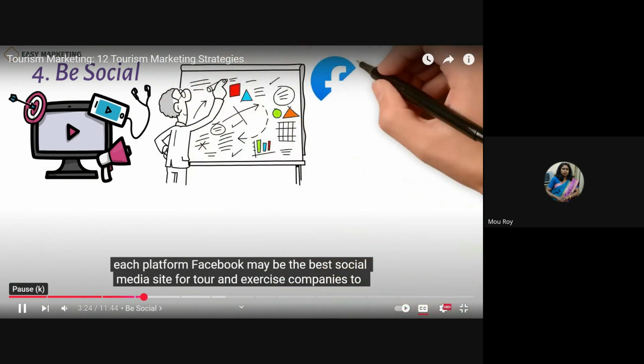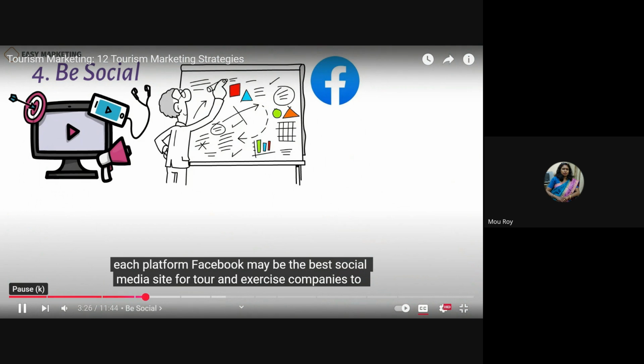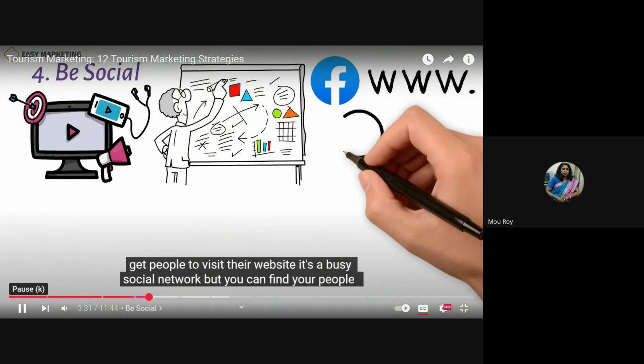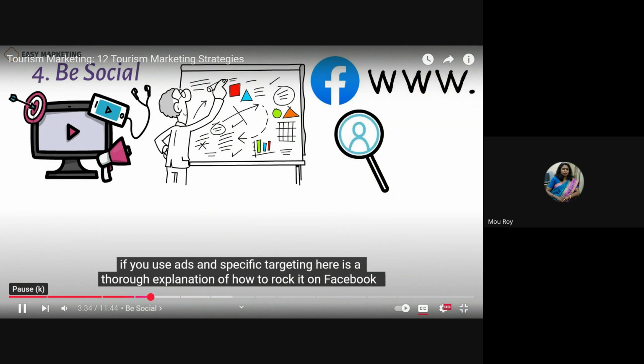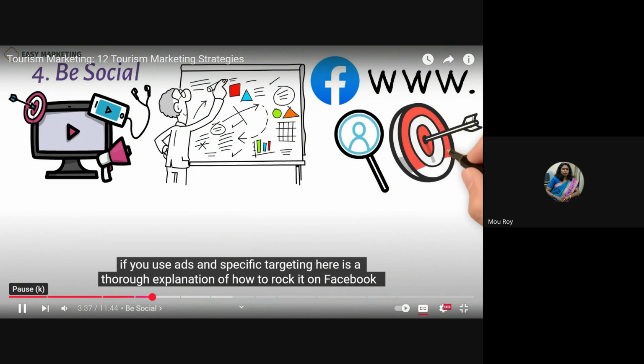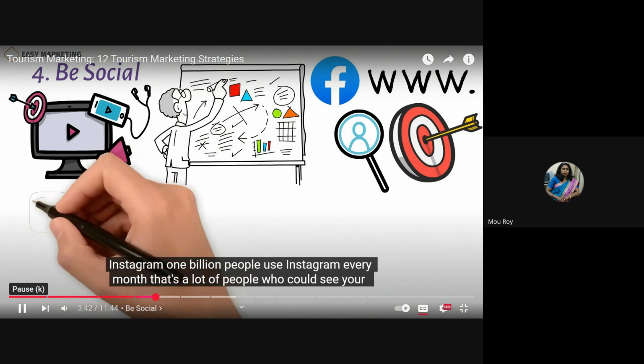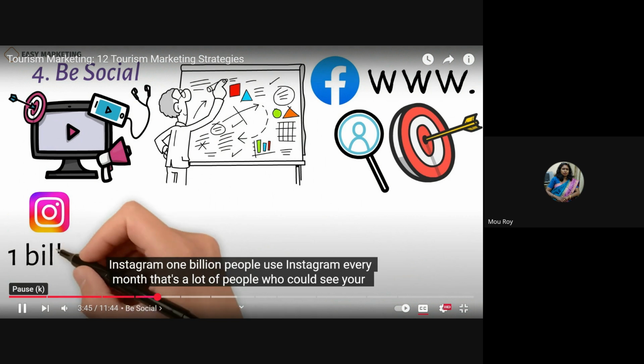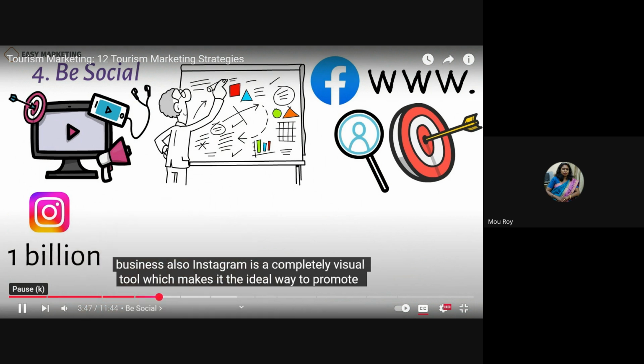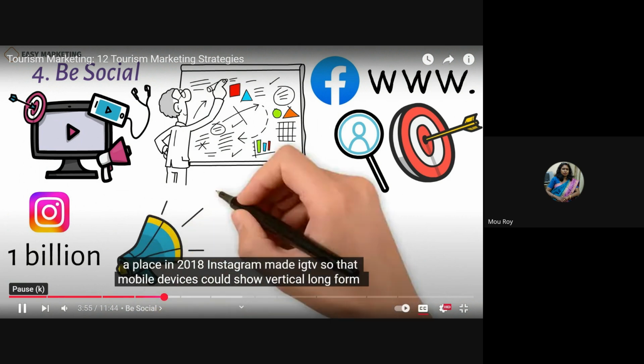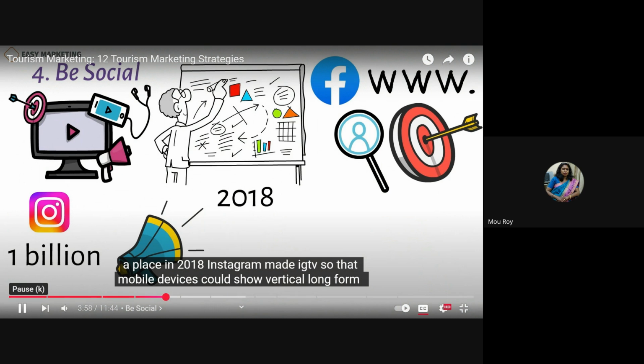Facebook. Facebook may be the best social media site for tour and exercise companies to get people to visit their website. It's a busy social network, but you can find your people if you use ads and specific targeting. Here is a thorough explanation of how to rock it on Facebook. Instagram. 1 billion people use Instagram every month. That's a lot of people who could see your business. Also, Instagram is a completely visual tool, which makes it the ideal way to promote a place. In 2018, Instagram made IGTV so that mobile devices could show vertical, long-form videos.